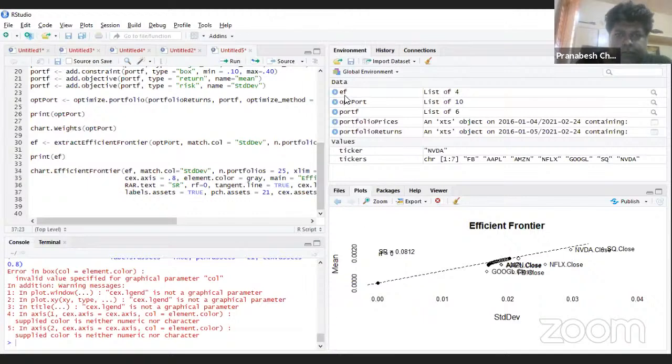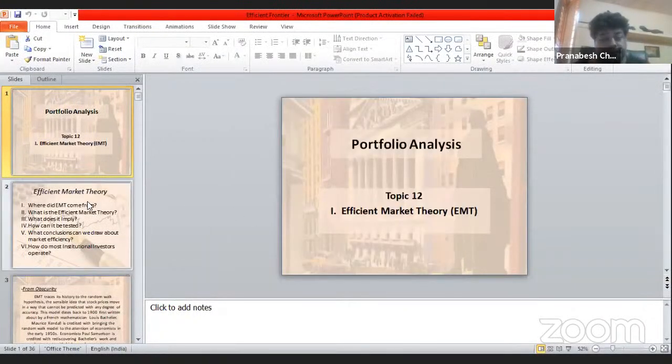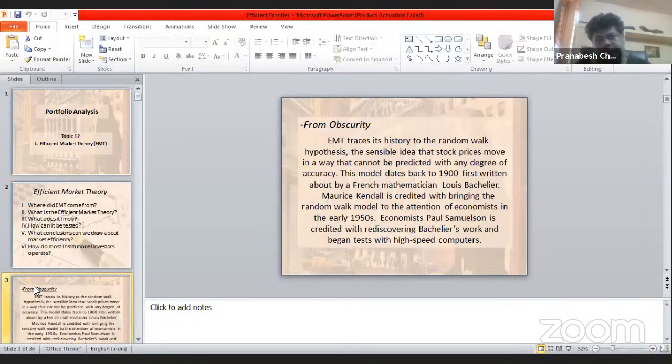You know, let me share another screen. Let me open a bit of theory. Hope you can see my screen.